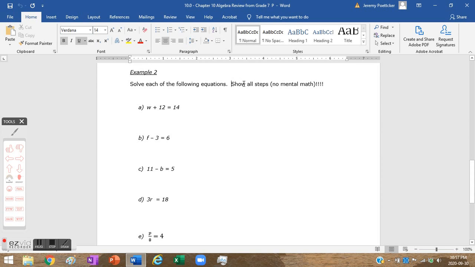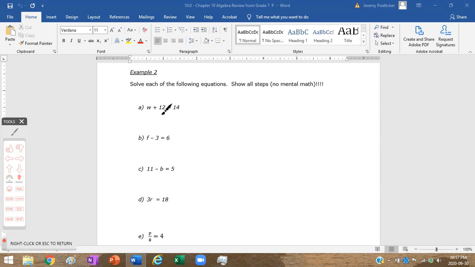This part here is important. Show all steps. No mental math here. Sometimes I love it if you do mental math. Today, we're using easy ones that you can do by mental math so that you can show how to do it using proper steps. So we've got w plus 12 equals 14.